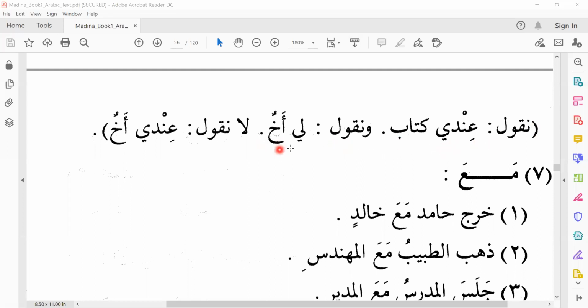Wanakulu li akhun. We will use what we own. I have a brother. That means we are not carrying it. Okay. We have it. We own it.